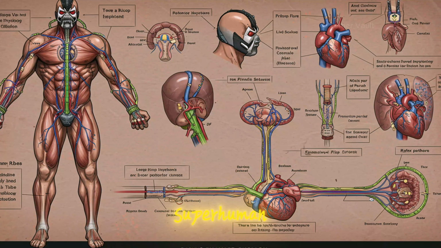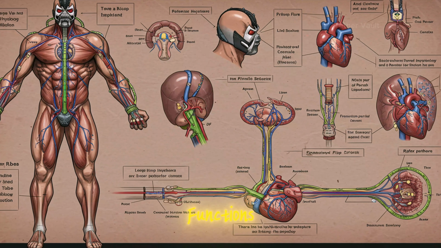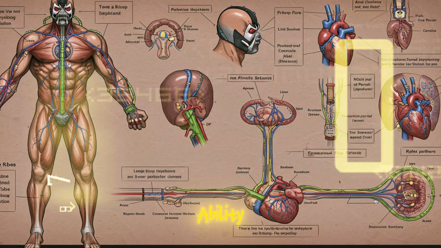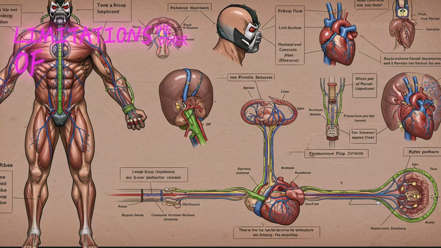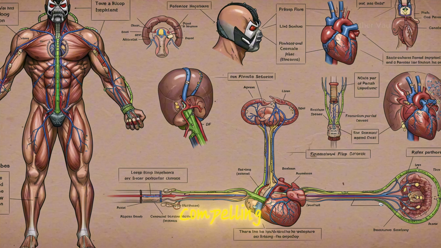Bane's combination of superhuman strength and tactical genius functions as brilliant character anatomy because each ability serves to highlight the limitations of the other, creating internal conflicts that drive compelling narratives.